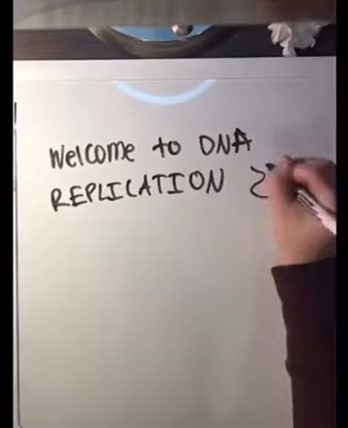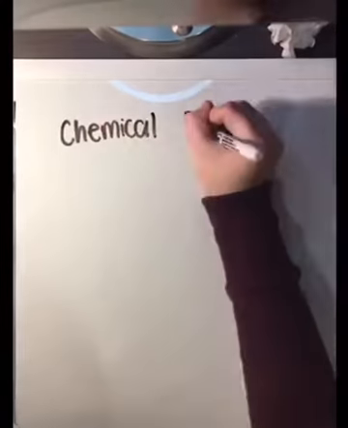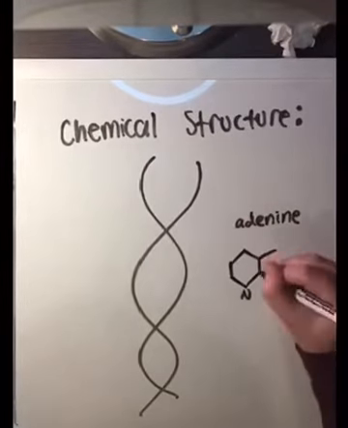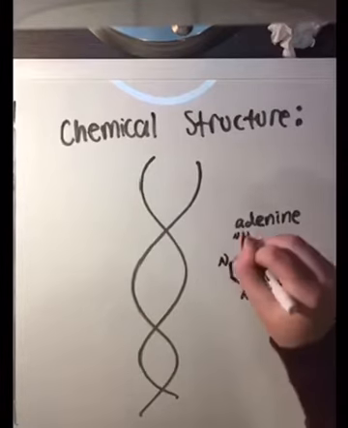So today we're going to cover DNA replication by Tamar and Gigi. First, we're going to start with the chemical structure of deoxyribonucleic acid, also known as DNA.